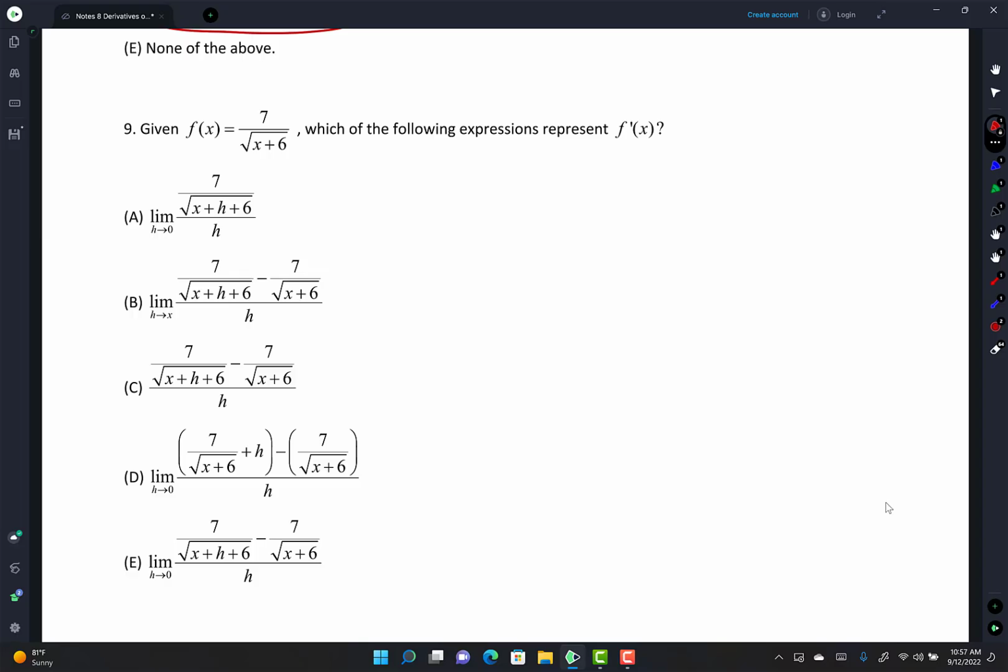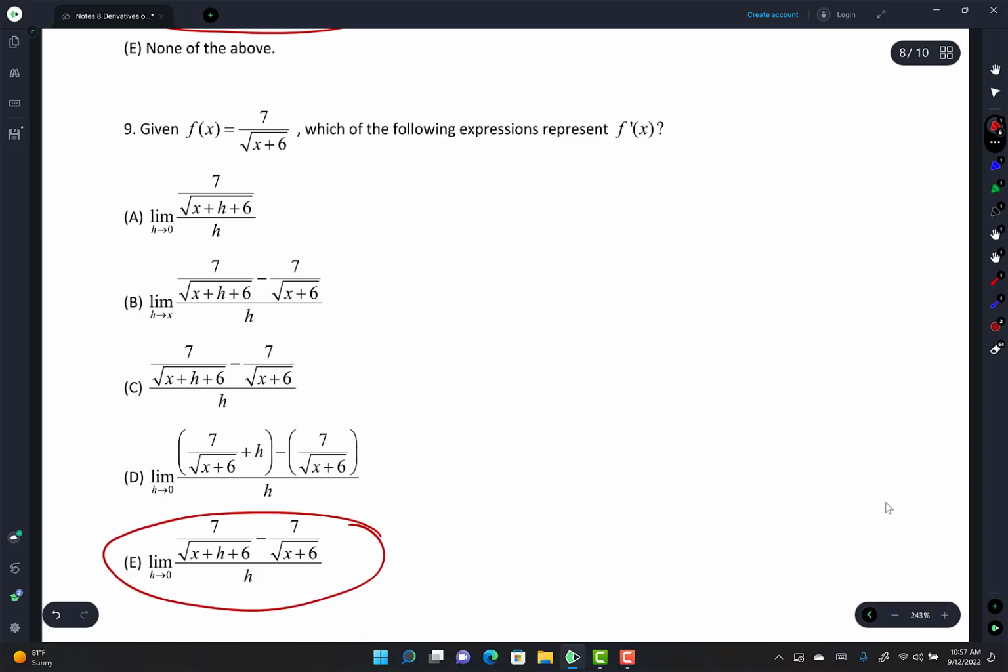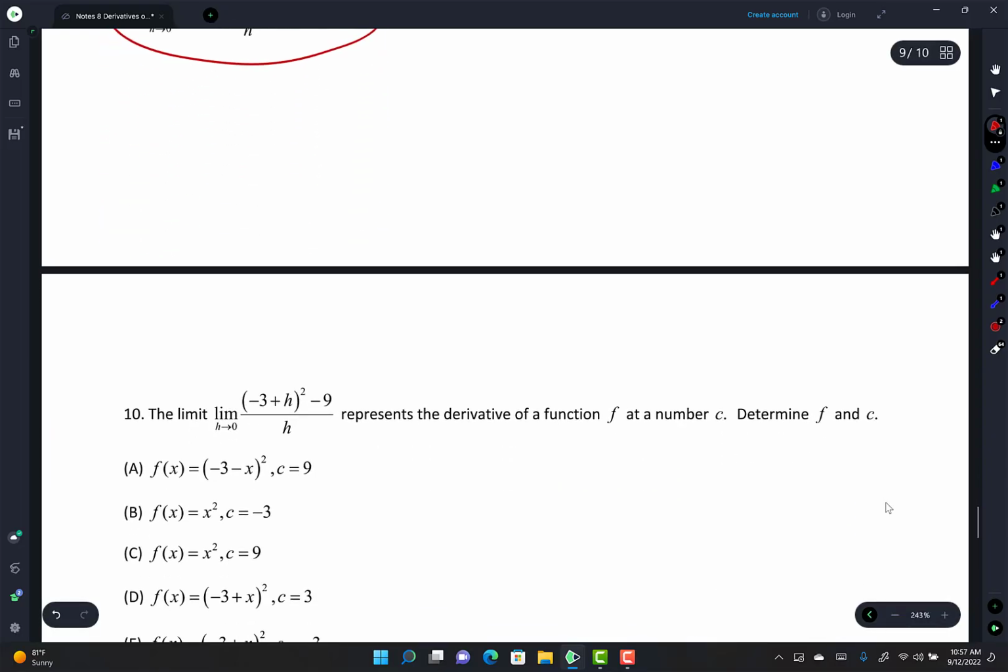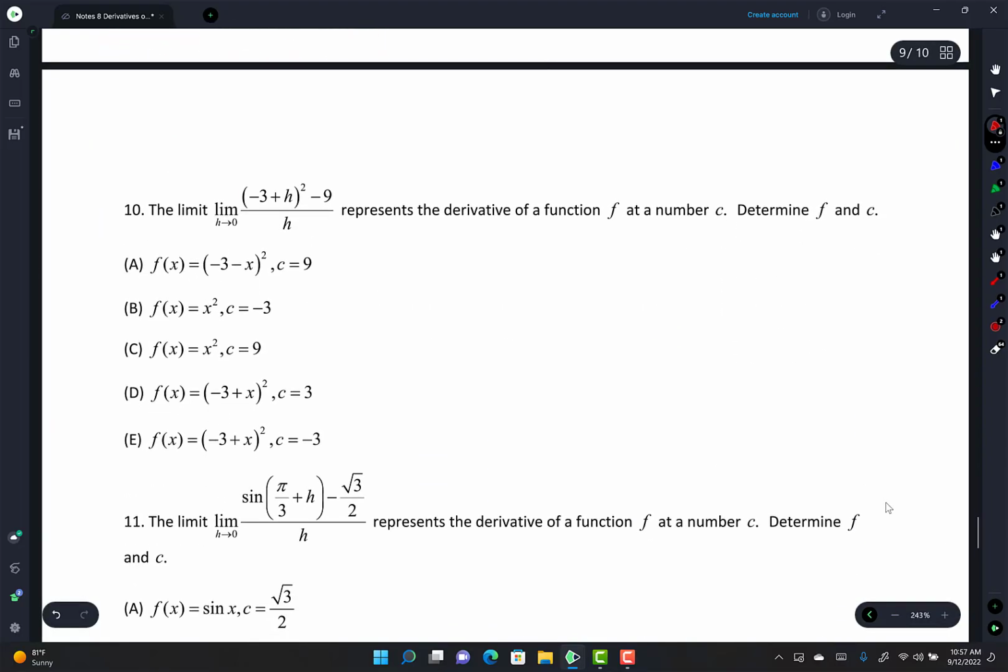What's the answer for number 9, guys? I have E. It can be B because look, when it approaches, h approaches 0, so it can be B. It's letter E as in Eric. Or Aaron. Your mom. I'm sorry, I'll stop. All right, number 10.